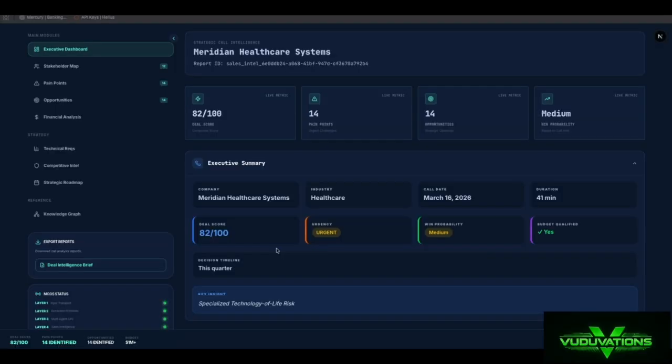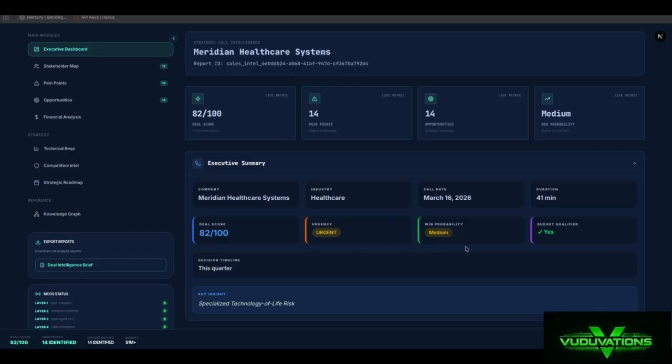First, let's dive into the headline metrics and visual status indicators. Your primary metric is the deal score. It's a 0 to 100 rating that weighs budget, stakeholder alignment, and urgency, pulling evidence straight from the transcript. Right alongside that score, you've got color-coded alerts. Urgency flashes red for hard deadlines, while win probability shows green for favorable dynamics.